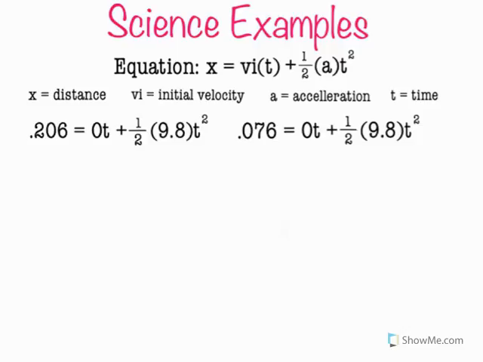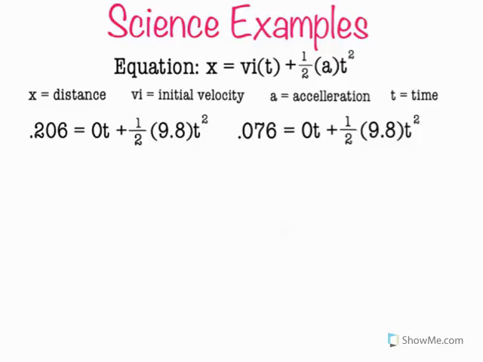In our first example, we will be using the average distance dropped before I was able to react and catch the ruler in our experiment. In our equation, we have a distance of 0.206 meters, an initial velocity of 0, and an acceleration of 9.8 meters per second squared, which is the acceleration due to gravity. Just like when we solved algebraic equations, we want to solve for t by isolating it.